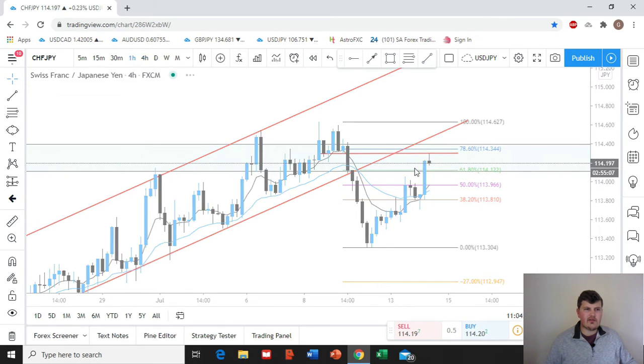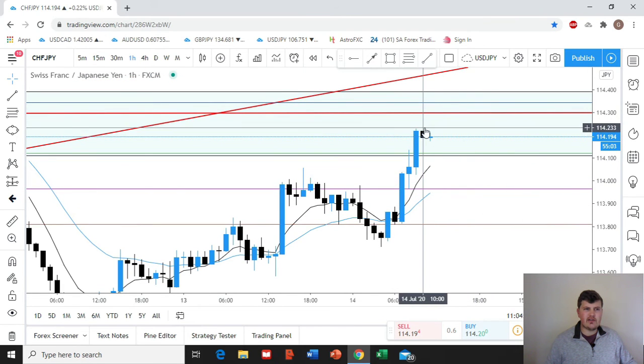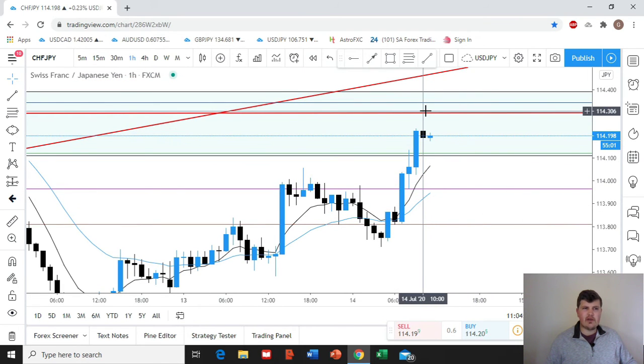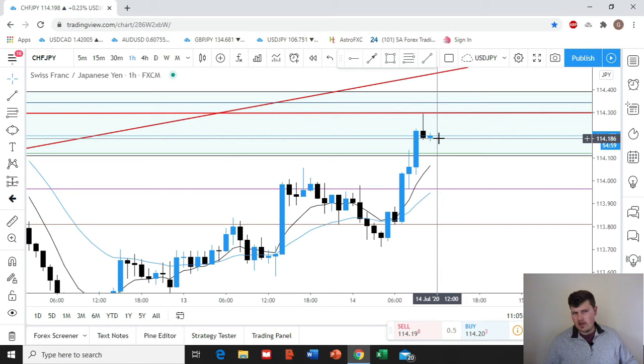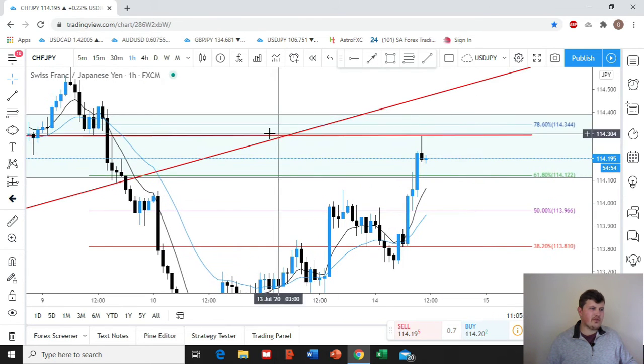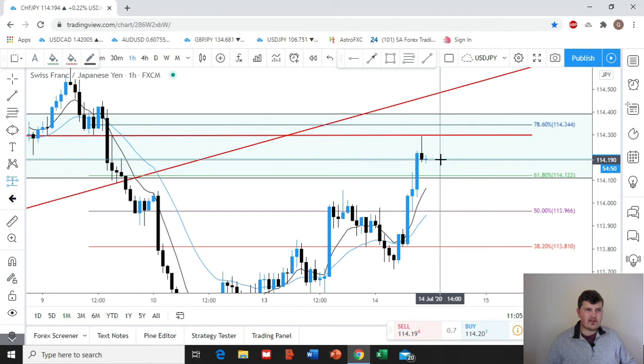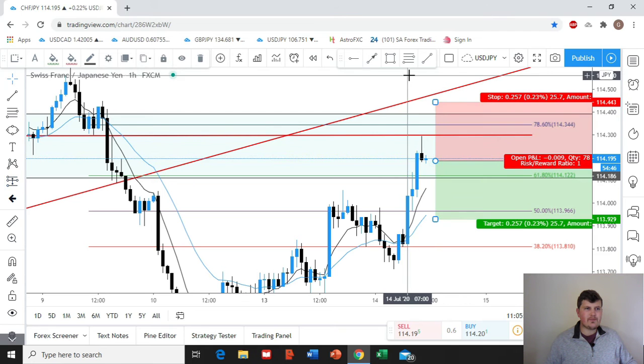If you just go to a 1 hour time frame, this is also looking good. It's made a bearish spin bar, so that is usually a trend reversal candlestick. So my approach would be to put in a short just at the bottom of this candlestick over here.